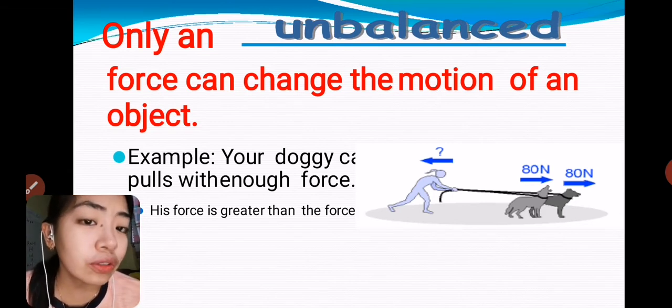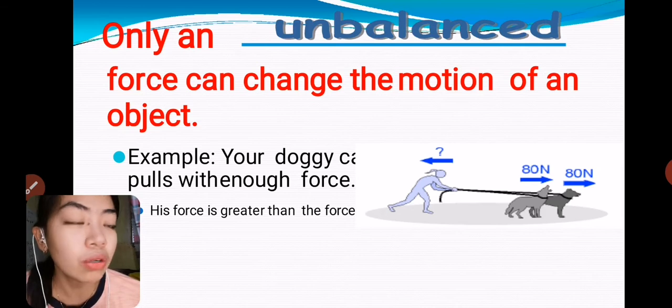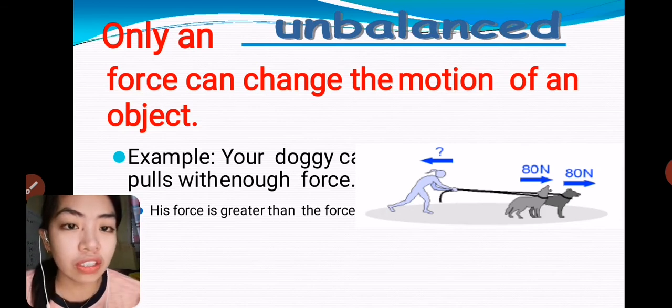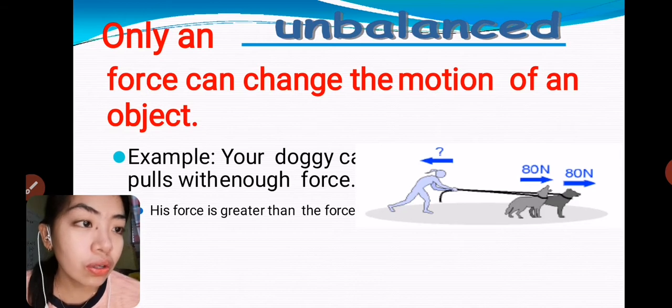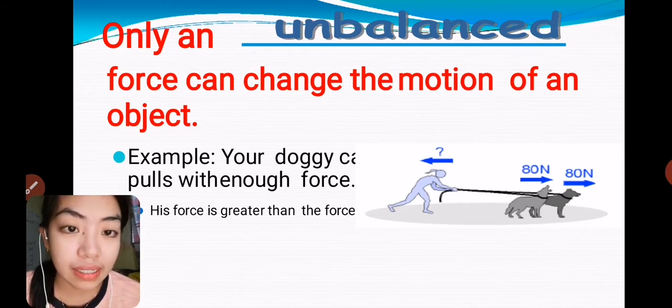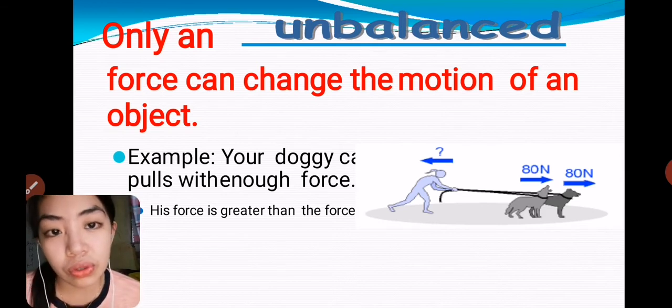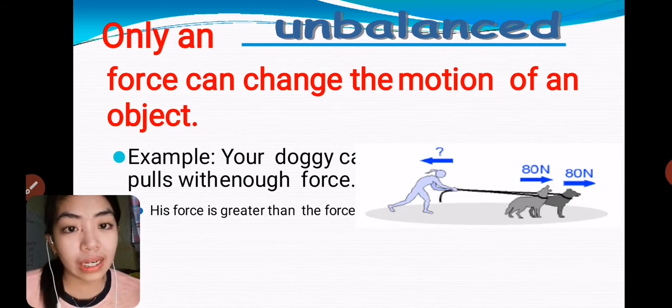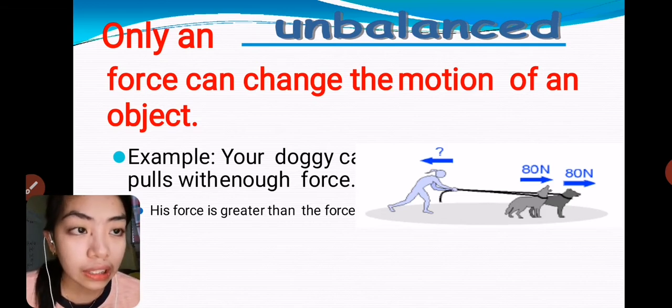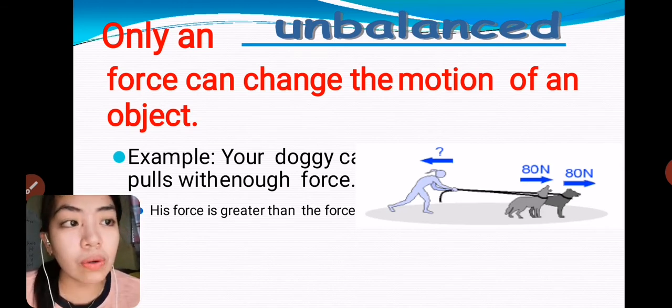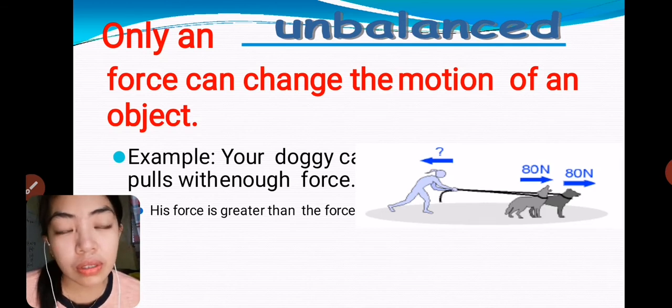Since yung dalawang dogs ay going to the right side, ikaw naman ay going to the left, magka-opposite kayo ng direction, so you're going to add their forces dahil pareho sila ng direction. 80 newtons from the first dog, then another 80 newtons from the second dog, in a total of 160 newtons. Kunyari, ang force na in-exert mo is another 80 newtons. So, 160 newtons from the dogs minus 80 newtons from you is equivalent to 80 newtons. Ibig sabihin, may movement na nangyari.